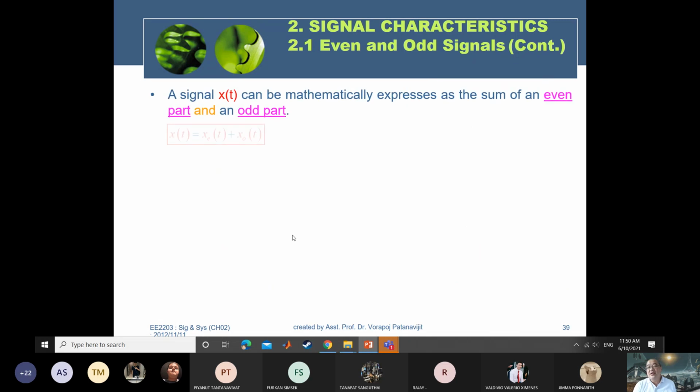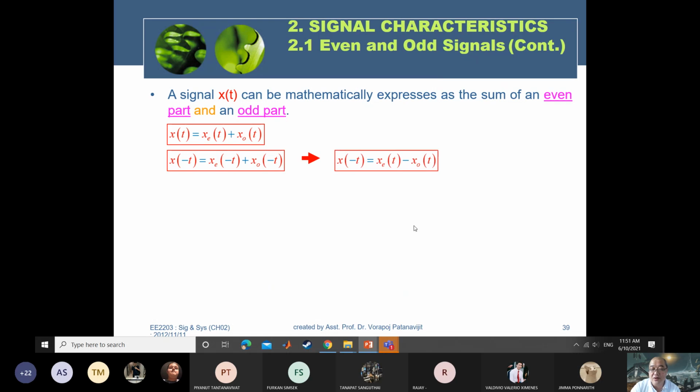Now, one more thing. A signal x(t) can be mathematically expressed as the sum of an even part and an odd part, because sometimes the signal x(t) is partially even and partially odd. It is not purely even or purely odd. Therefore, in this section we try to extract the even part and the odd part of the signal.